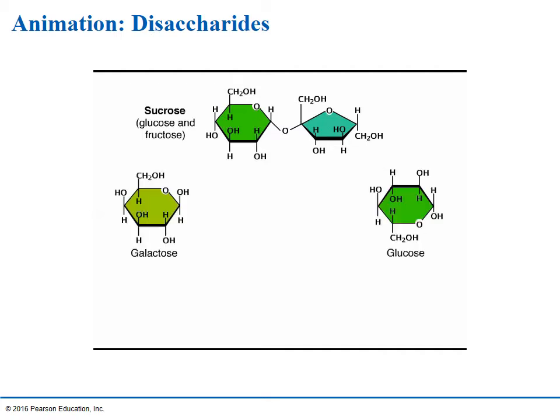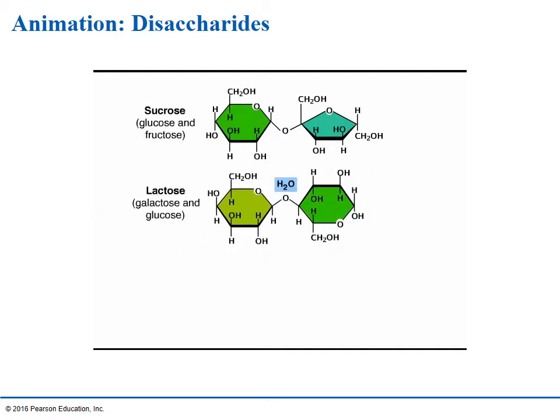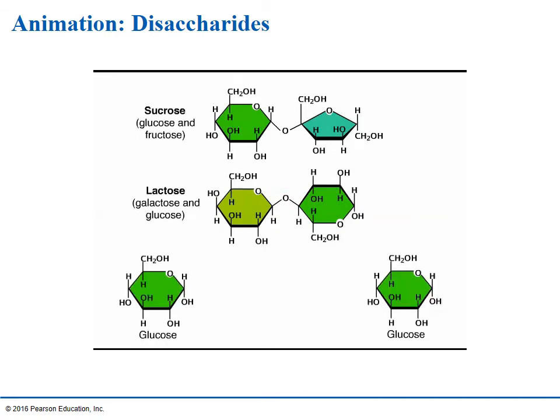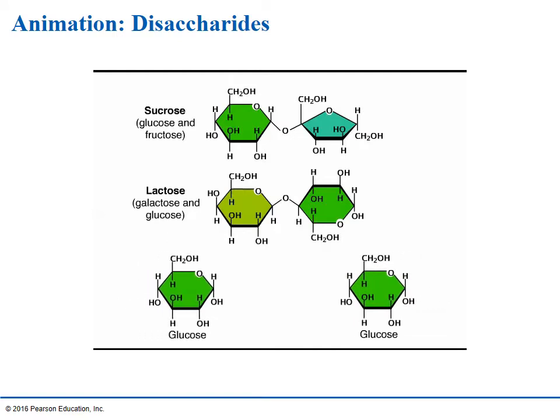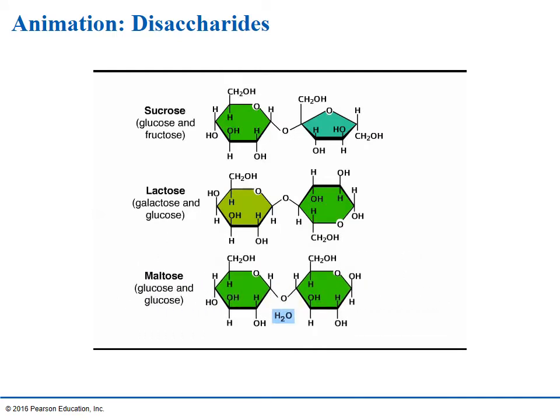Lactose is formed by joining galactose and glucose. Lactose is the disaccharide that gives milk its sweet taste. Maltose consists of two linked glucose molecules. Digestion of starch in a sprouting seed or in the intestine of an animal produces this disaccharide.